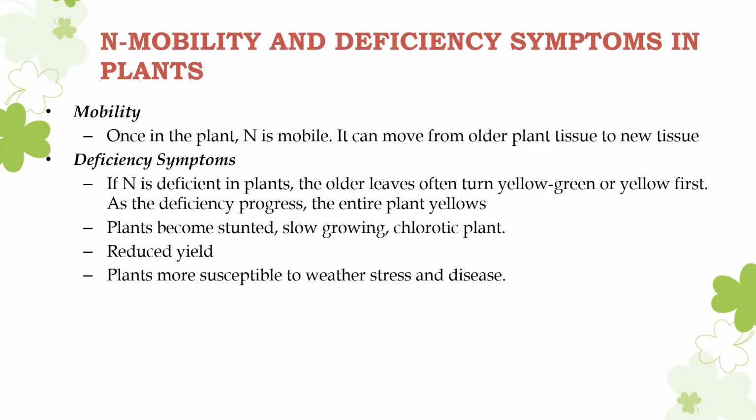Next, let's move to the nitrogen mobility and the deficiency symptoms in the plants. In the plant, nitrogen is very mobile and it can move from older plant tissue to the new tissue. If nitrogen is deficient in plants, the older leaves often turn yellow-green or yellow first. As the deficiency progresses, the entire plant will yellow. The plants will become stunted, have slow growth, and produce chlorotic plants, and it will result in a reduction of yield, and the plants will be more susceptible to weather stress and diseases.